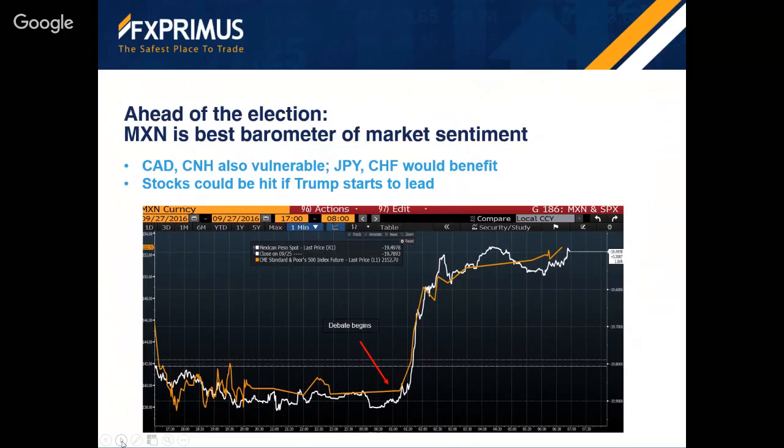People think of the Mexican peso as a petrocurrency because of their large petroleum exports, but actually the value of Mexico's manufactured goods exports is greater than the value of its petroleum exports because of NAFTA. I don't know about the net value, because obviously some of those are just assembled out of imported parts, but they do have a very big manufacturing export base because of NAFTA. So if Trump starts to lead, I think we would see this graph upside down.